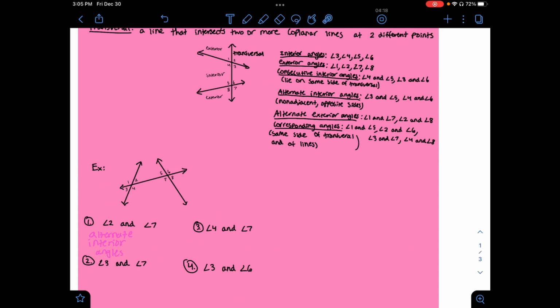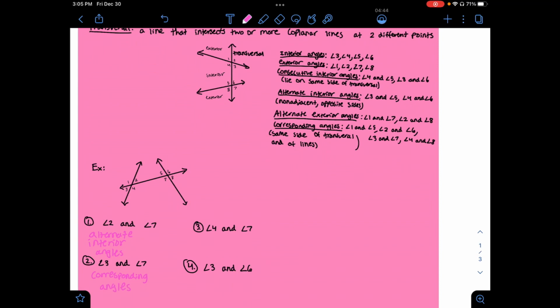Okay, now we have angles 3 and 7. So angle 3 is here, angle 7 is here. So we can see that 3's on the exterior, and 7's on the interior. So it can't be consecutive interior or alternate exterior. So that leaves it with corresponding. So 3 and 7 have to be corresponding angles.